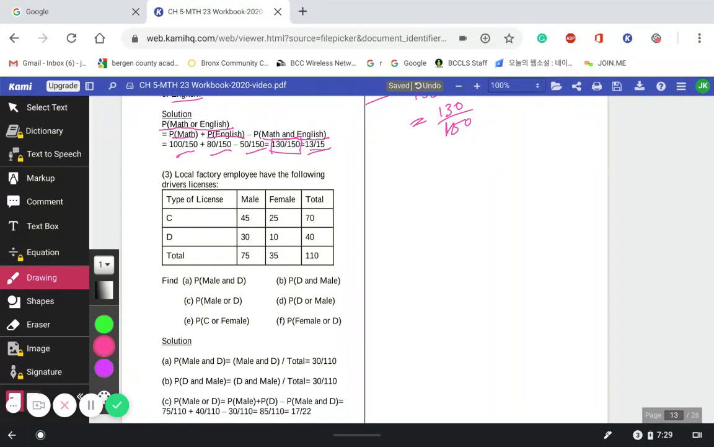So now the next one. A local factory's employees have the following driver licenses. License C: there are 45 male, 25 female, so total 70. And this local company has male with a 30 who has a D license, and female 10, and total 110. If you add the males together, it's 75. If you add the females together, it becomes 35, and the total number is 130.